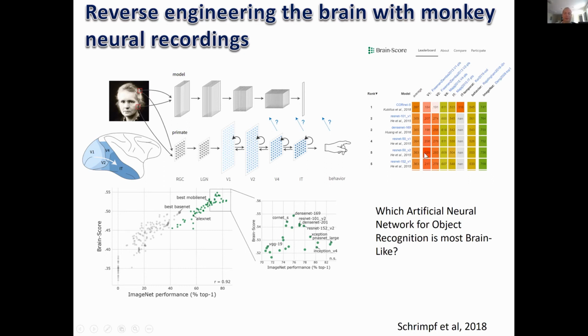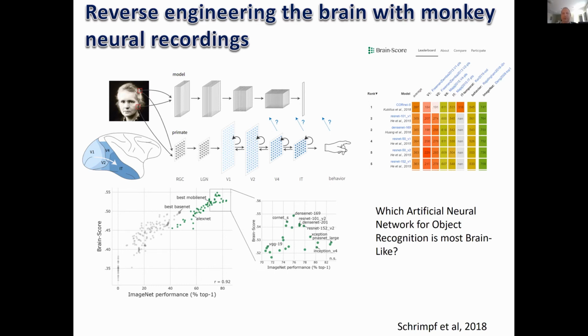This particular work is done by Jim DiCarlo's group at MIT, and it's one of the pioneering groups in the field. Brain score is actually a site where people can create and upload models and compare with existing monkey data and see how close you're getting to the monkey data. So CORnet-S is the one that has the best performance at this point.